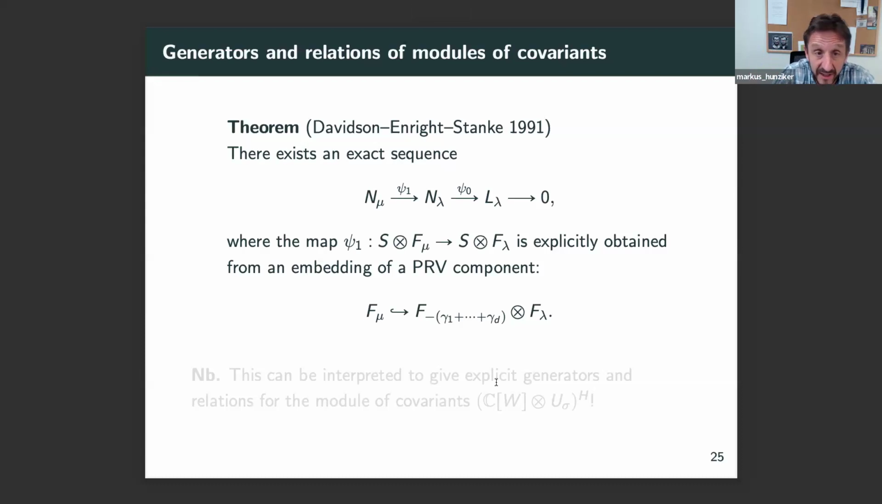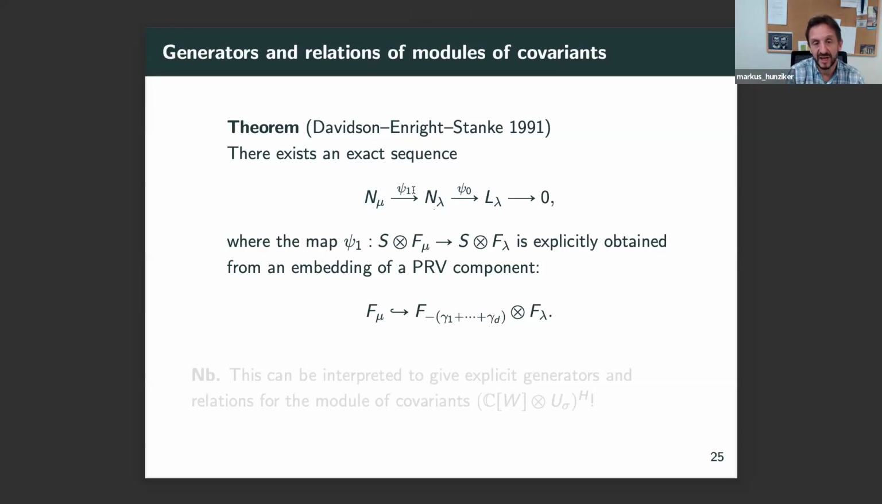In 1991, Davidson, Enright, and Stanke proved that there exists an exact sequence where here is the simple G module. This is just the quotient map from n lambda to L lambda. And here, this would sort of describe the relations, right? The first term in the resolution is the relations among the generators. And this map psi1 can be explicitly described.